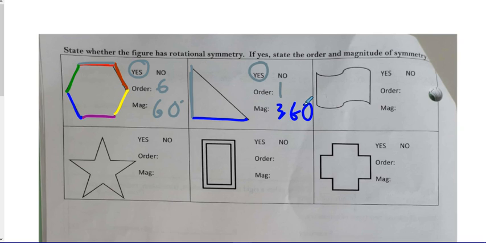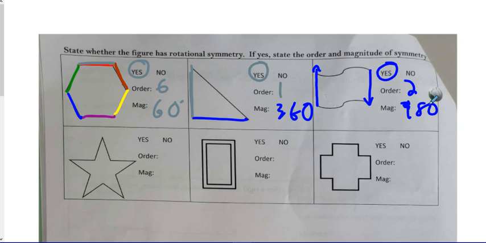Okay, this one is yes. Now think about it. See how this little point is down? If we rotate that 180 degrees, then the point will be up over here. And then if we rotate it another 180 degrees, it'll be back to its original shape. So that's an order of 2, and that's 180 degrees. 360 divided by 2.